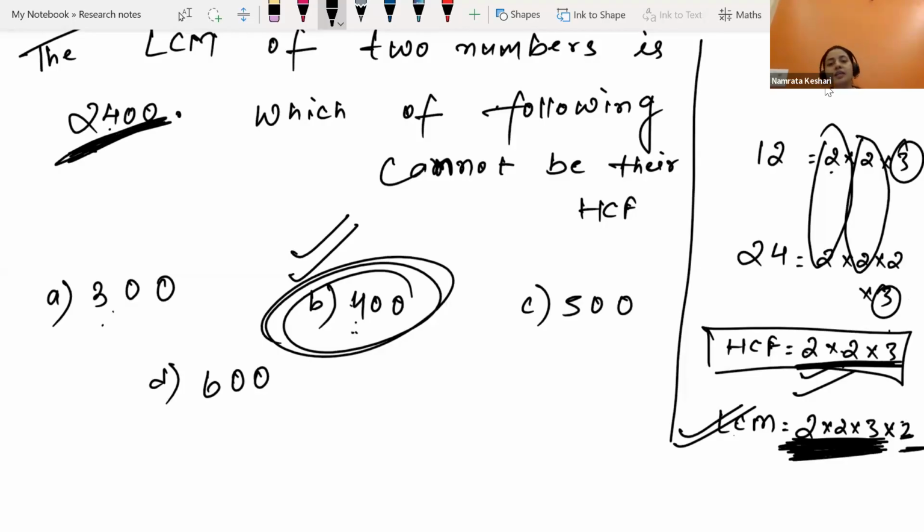So yeah, the same concept we are using. We are checking by dividing 2400 by 300. It is completely dividing. 400 is completely dividing. It can be the HCF. And here we have to mark the option which cannot be the HCF. So 500, if you try dividing 2400, will not divide it completely. So definitely this cannot be the HCF, and the remaining can. It depends upon the numbers given.